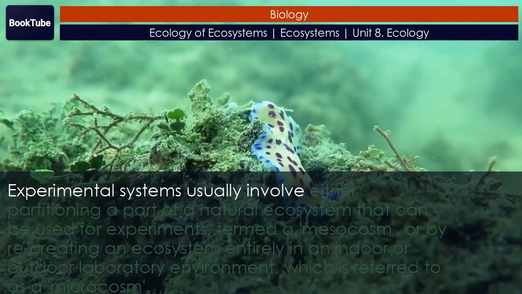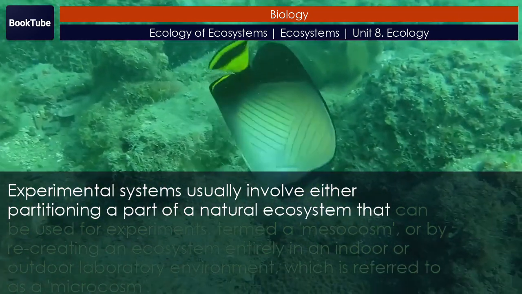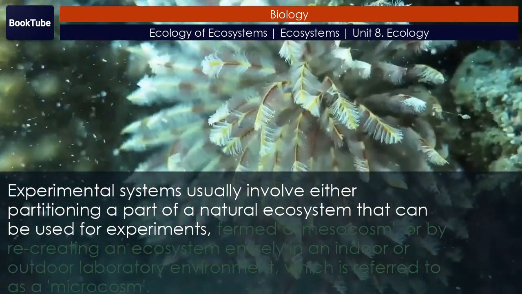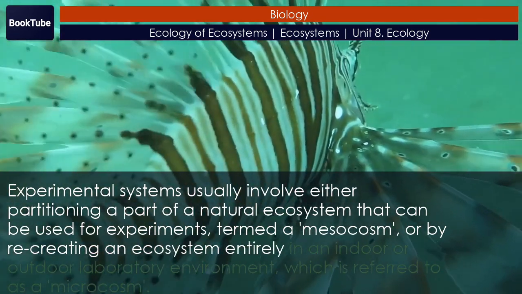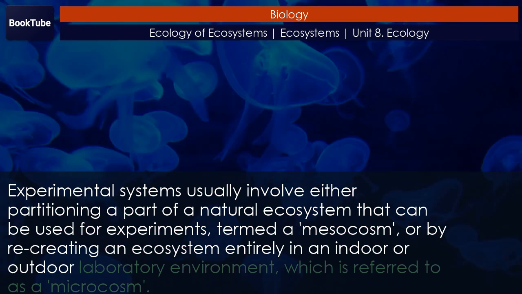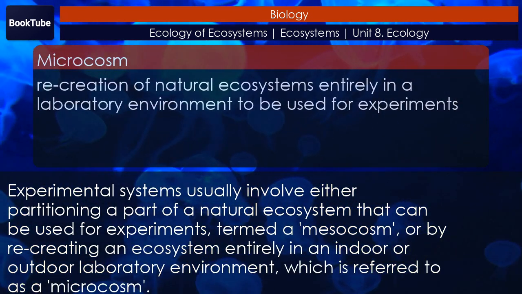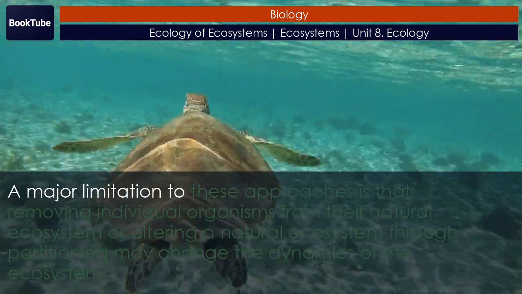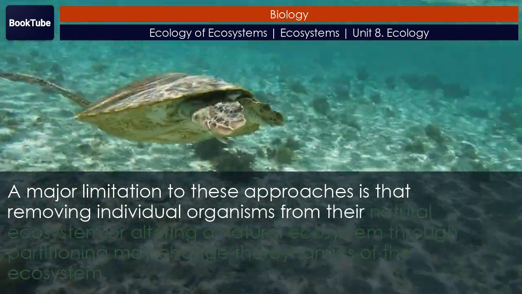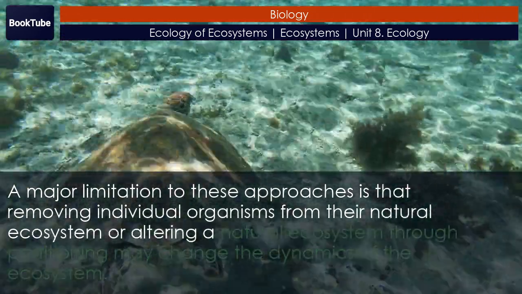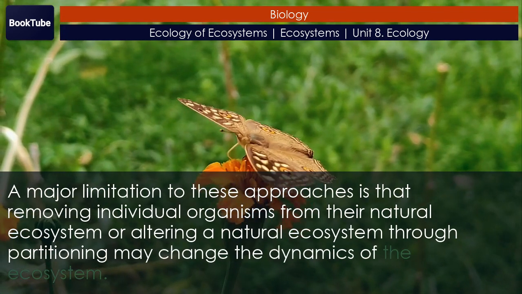Experimental systems usually involve either partitioning a part of a natural ecosystem that can be used for experiments, termed a mesocosm, or by recreating an ecosystem entirely in an indoor or outdoor laboratory environment, which is referred to as a microcosm. A major limitation to these approaches is that removing individual organisms from their natural ecosystem or altering a natural ecosystem through partitioning may change the dynamics of the ecosystem.